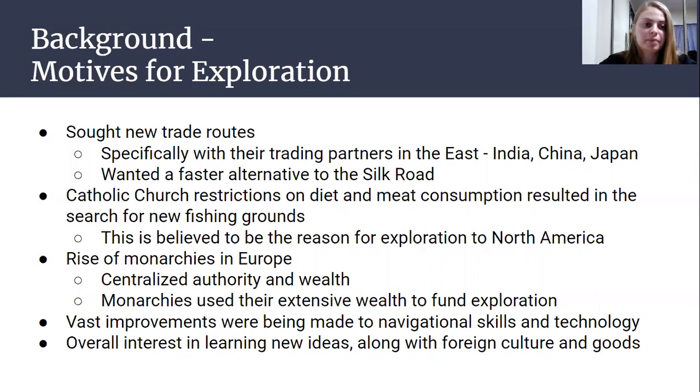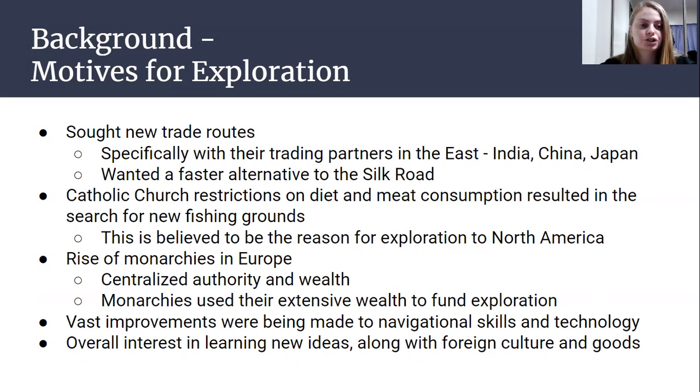So a little bit of background, the motives for exploration. They sought new trade routes, specifically with their trading partners in the East, which was India, China, and Japan. They wanted an alternative route to the Silk Road, something that was a little bit faster, because the Silk Road was on land. So they wanted a quicker sea route. And there was a lot of pressure at the time on spice trade. So having that alternative faster route would prove to be very beneficial.